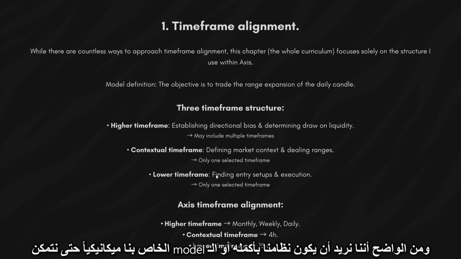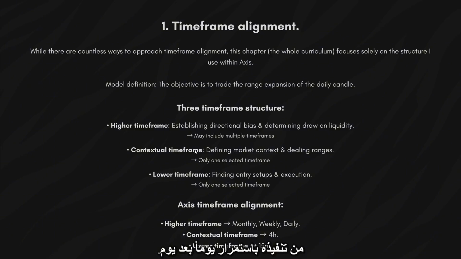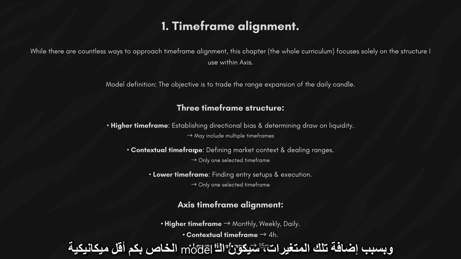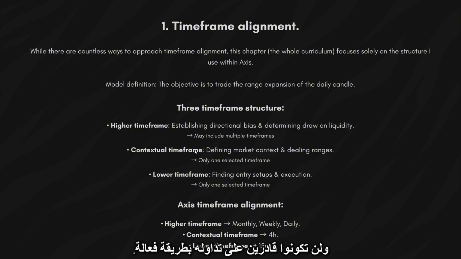And that inconsistency can lead to less mechanicality. And obviously, we want our whole system or our whole model to be mechanical so that we can consistently execute it day in and day out. And because of adding those variables, your model would be less mechanical, and you wouldn't be able to trade it in a way that's effective or optimal.